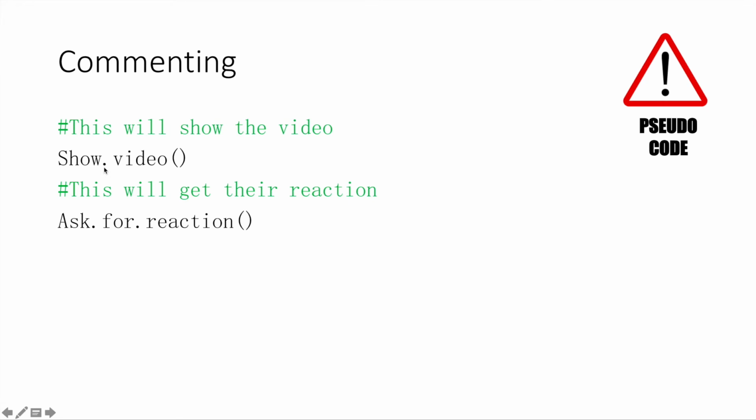So what you can do is just comment the line that says show video and then keep running the ask for reaction code as you're tweaking it, skipping the video and saving yourself a lot of time. And then whenever you're done, you just uncomment the video for the final version.